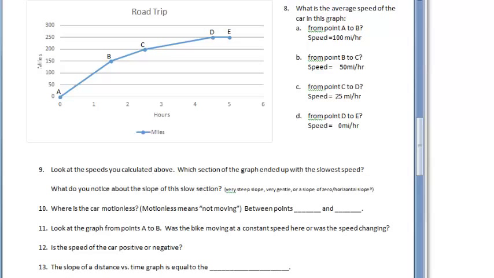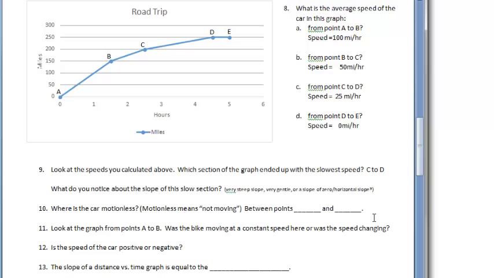Technically, the right answer would have to be from points D to E, because there we were going 0 miles per hour, or we were stopped. The intention of the question was to see where we were going the slowest, however, as we were moving. So which moving speed was the slowest? That answer would be 25 miles per hour, or points C to D.